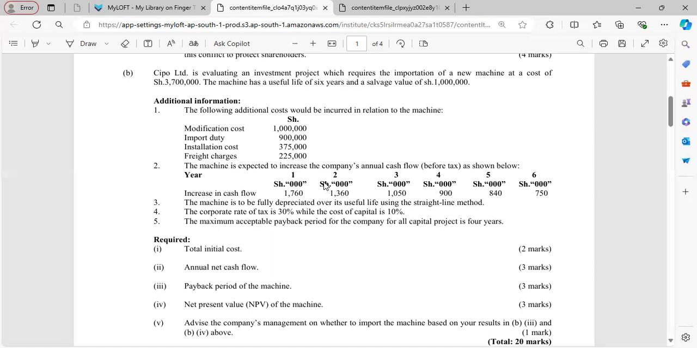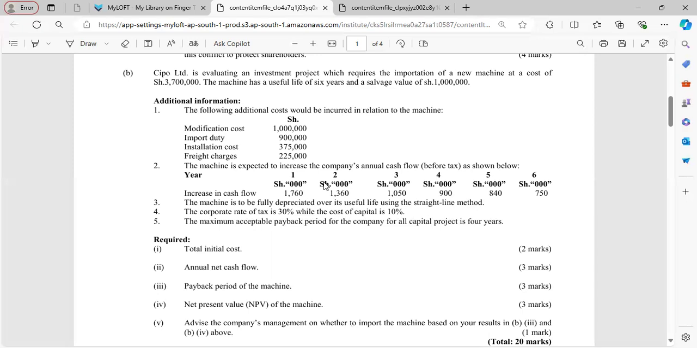Required: 1, total initial cost. 2, annual net cash flow. 3, payback period of the machine. 4, net present value of the machine. 5, advise the company's management on whether to import the machine based on your results in B3 and B4 above.